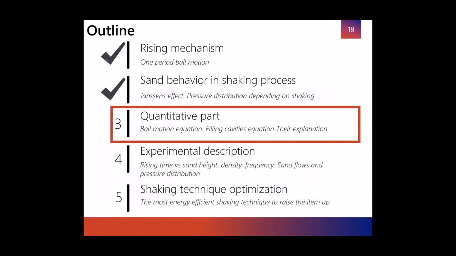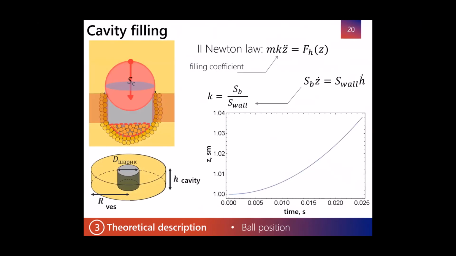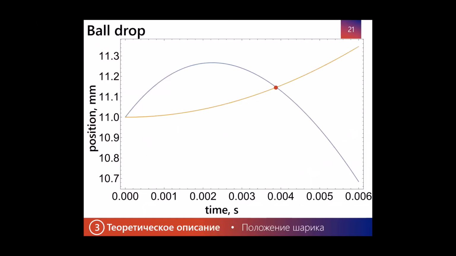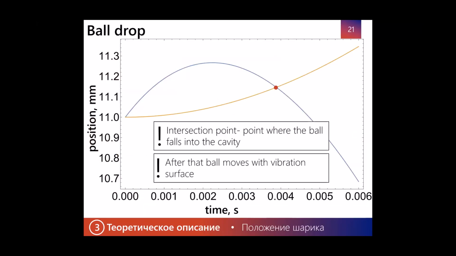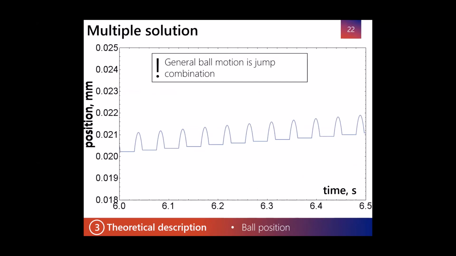After that, we need to go to the quantitative part. We can write Newton's second law for our ball, and the ball trajectory is something like a parabola. After that, we need to calculate the sand filling of the cavity. For it, we write Newton's second law with a filling coefficient. It's something like a continuity equation. The calculation of this equation you can see on the slide. The intersection point is the point where the ball falls into the cavity, and after that the ball moves with the vibration surface. The ball trajectory is something like a combination of jumps.